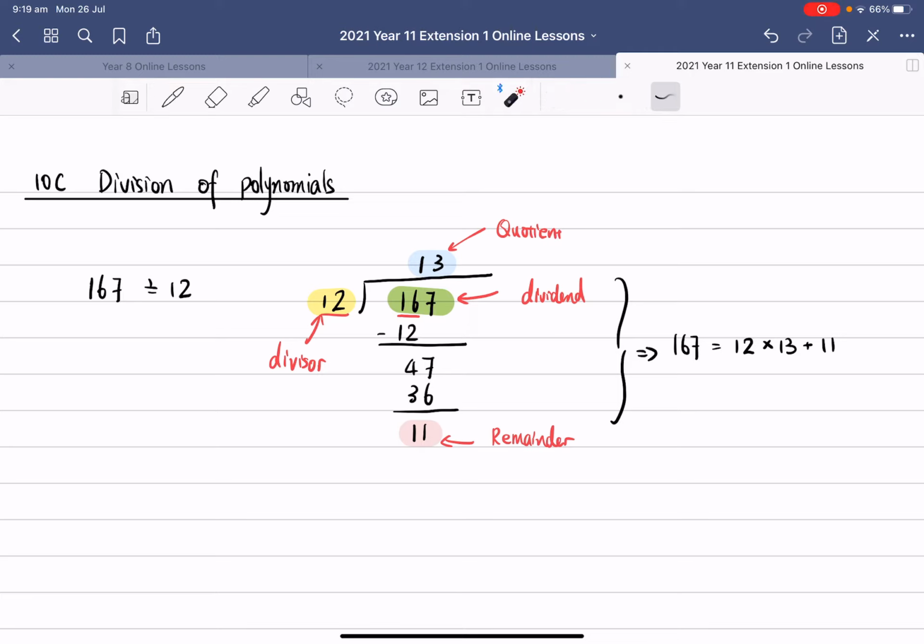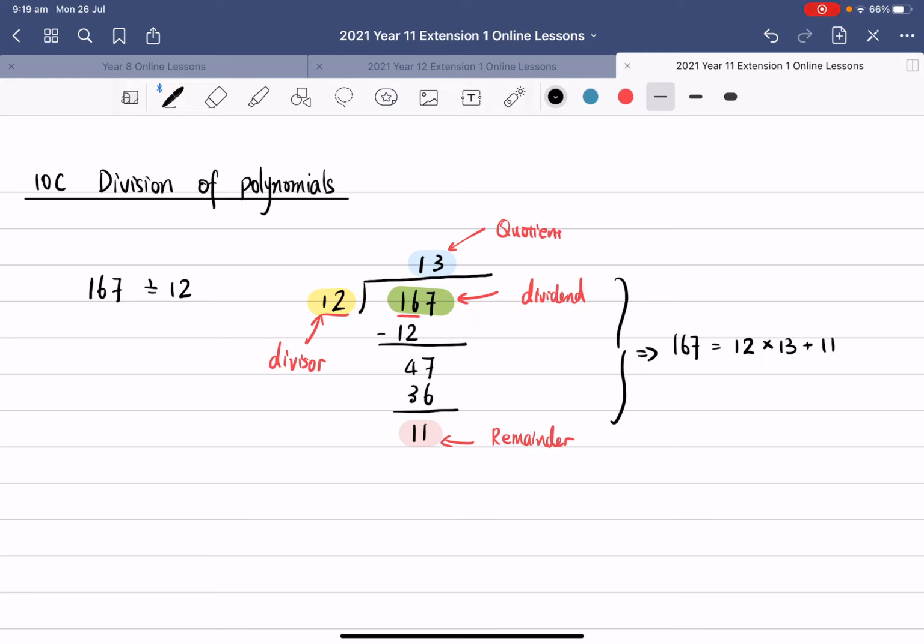Obviously, people might say, hey, that's so simple, right? 12 times 13, and if we plus the remainder, it gives the number inside here, and that's the reverse process of division. The process is actually easy, but you do need to know some symbols, especially when it comes to polynomials.